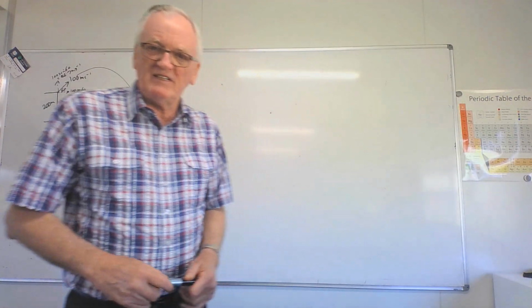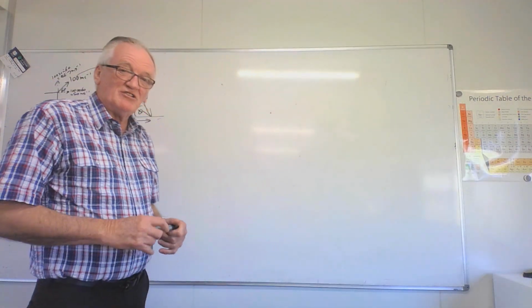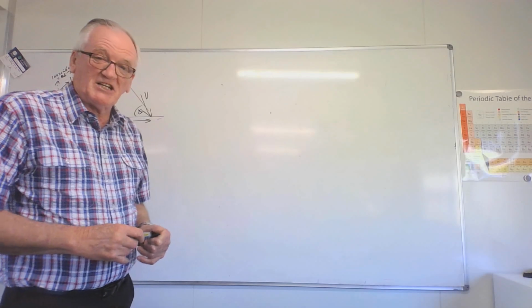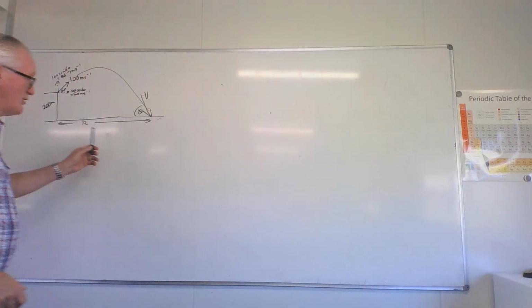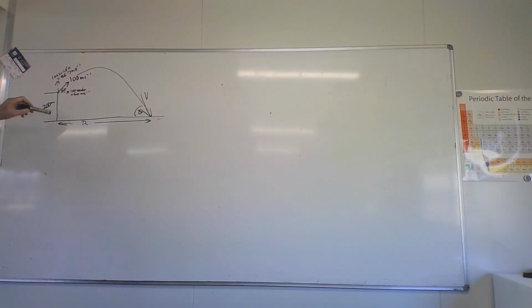Okay, welcome to the third in this series of videos on how to solve projectile problems. This one's getting a bit more complicated. We have now an object projected off the top of a 200-metre cliff. It's projected again at 100 metres per second at an angle of 60 degrees to the horizontal, and it lands at velocity v.